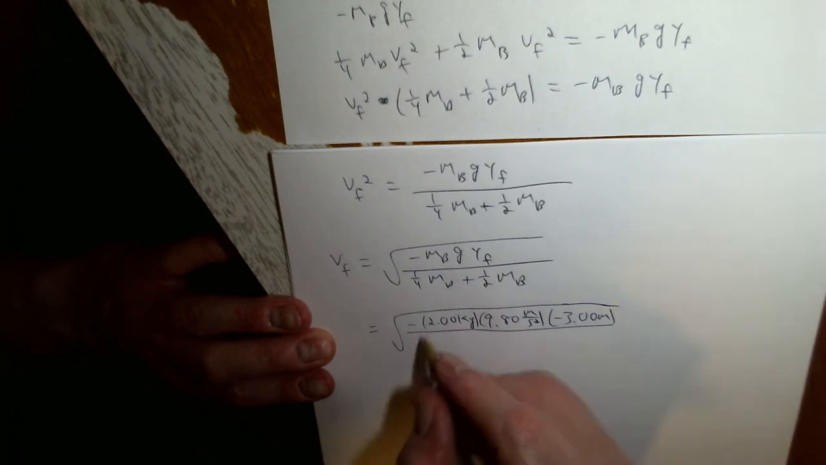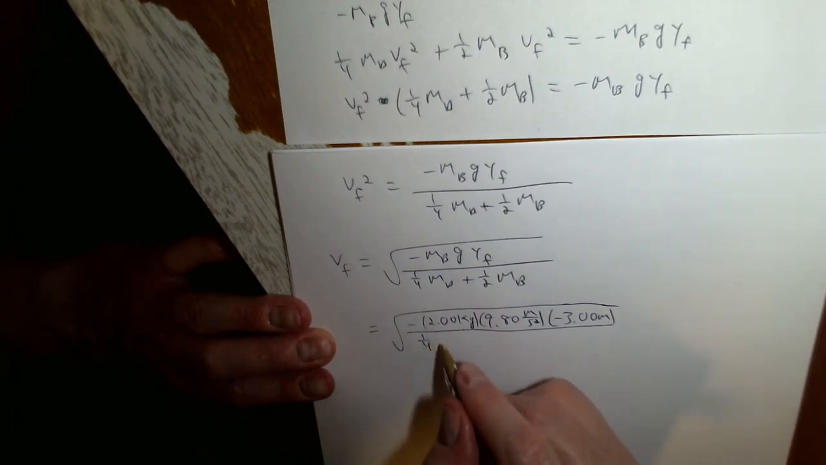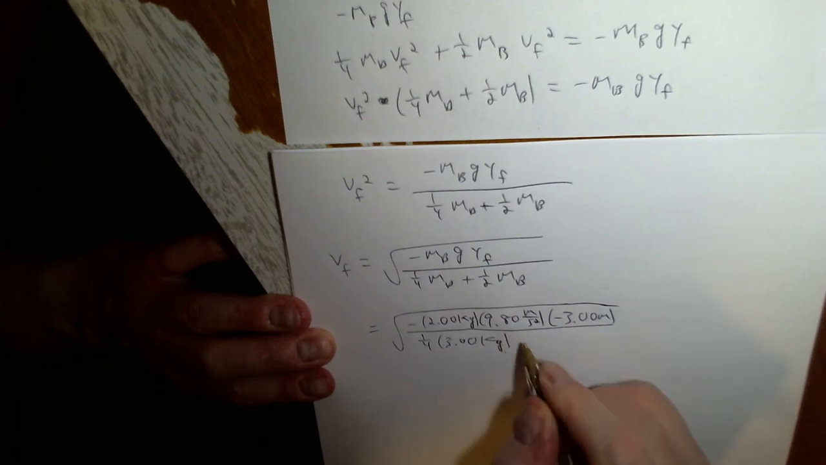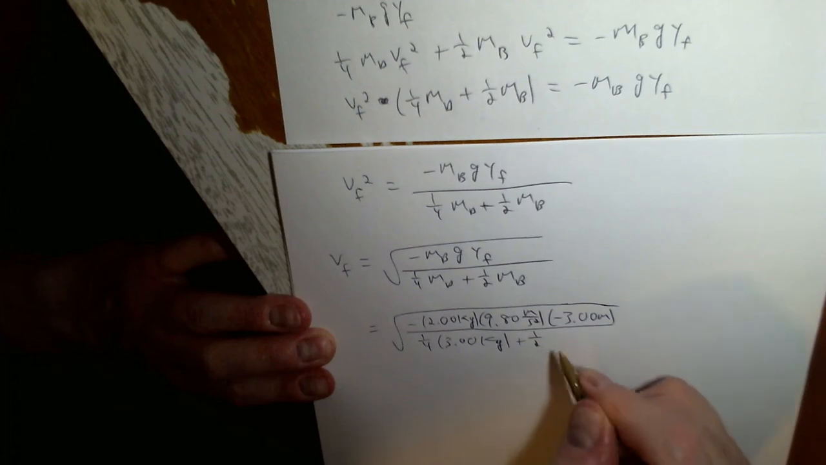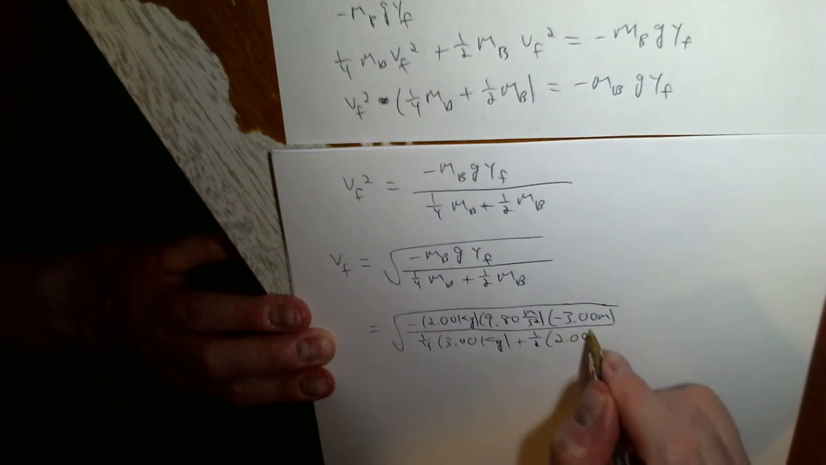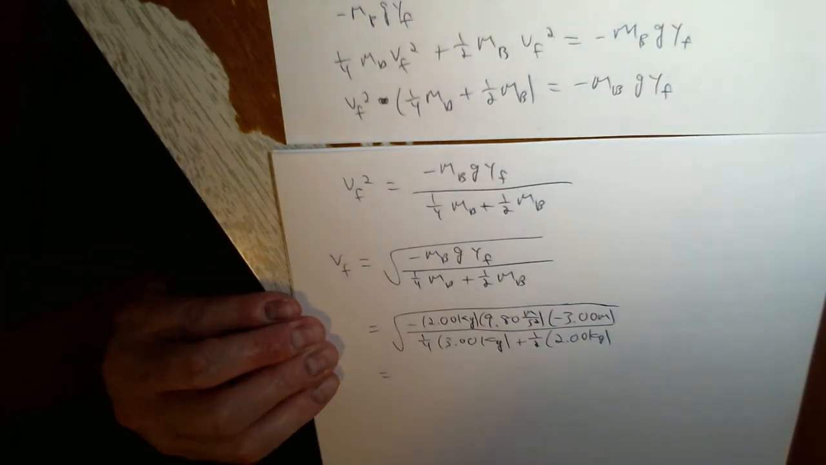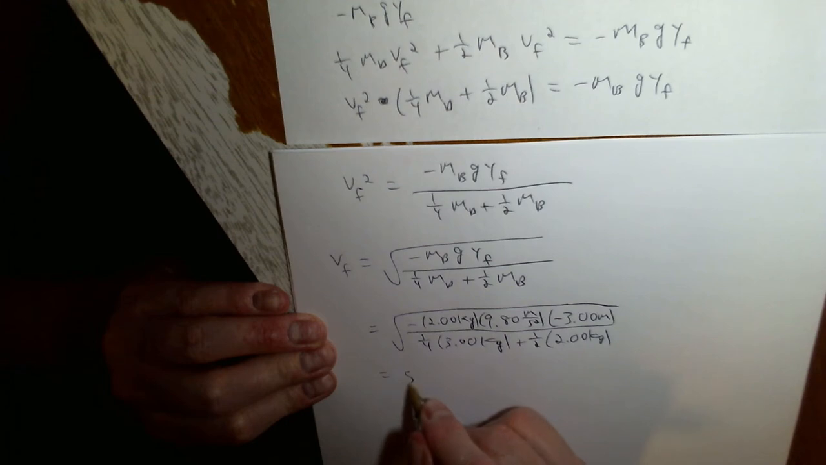And so you get 1/4 mass drum, which is the 3 kilograms, plus 1/2 mass bucket, which is the 2 kilograms. And if you plug that into your calculator, you wind up with 5.8 meters per second.